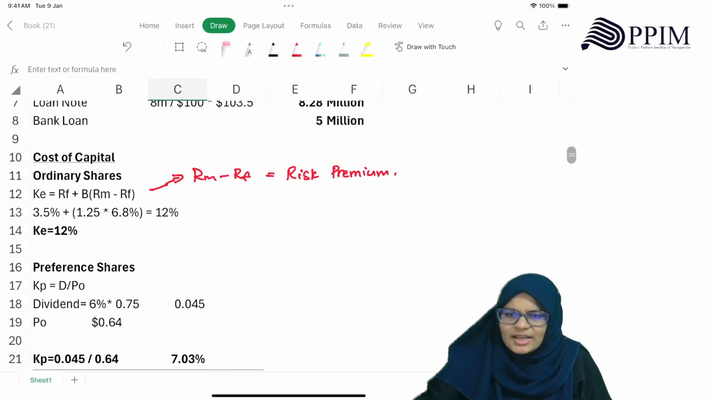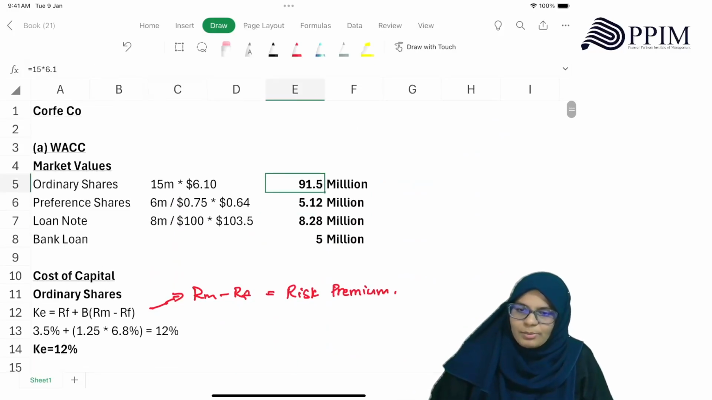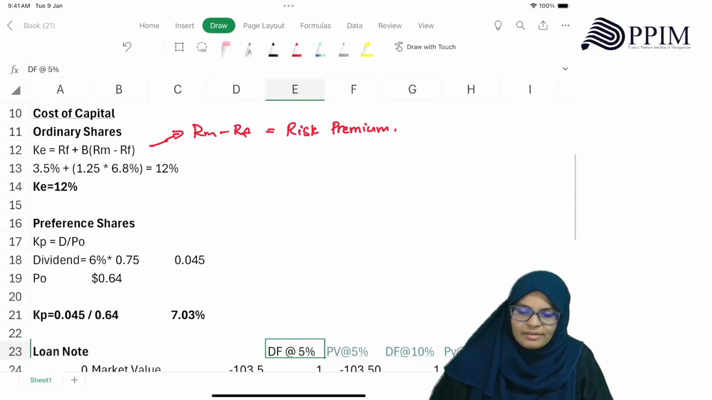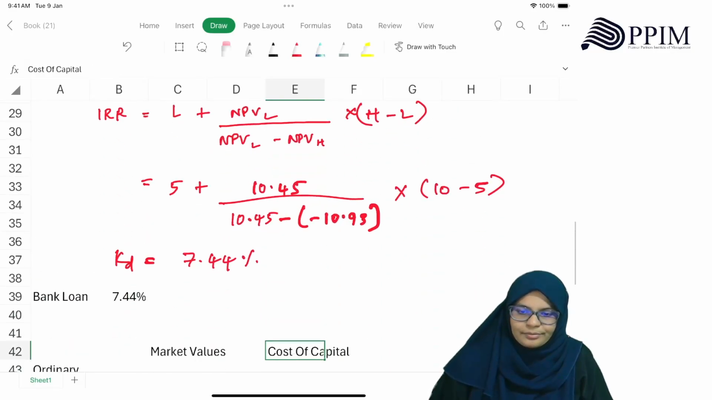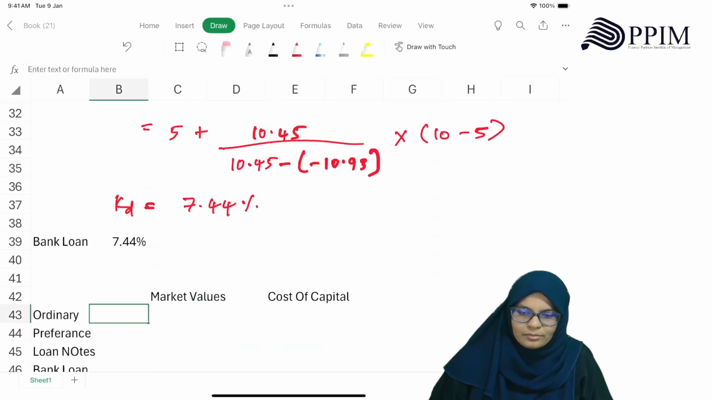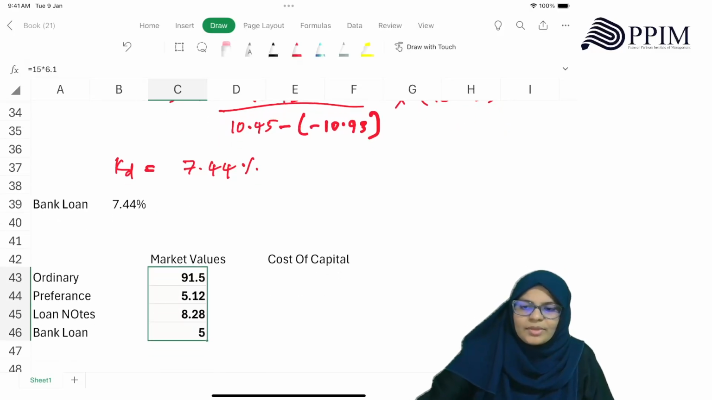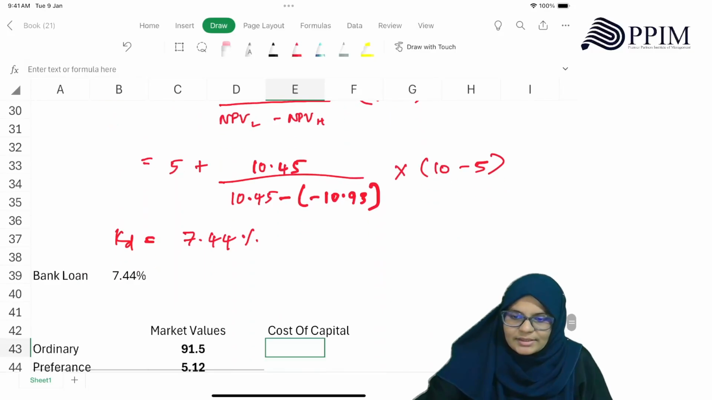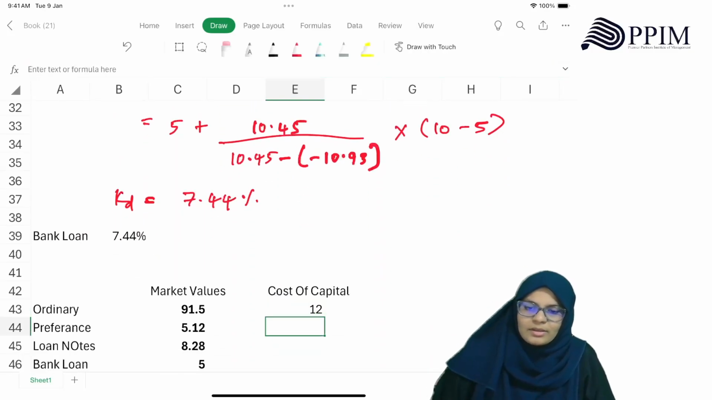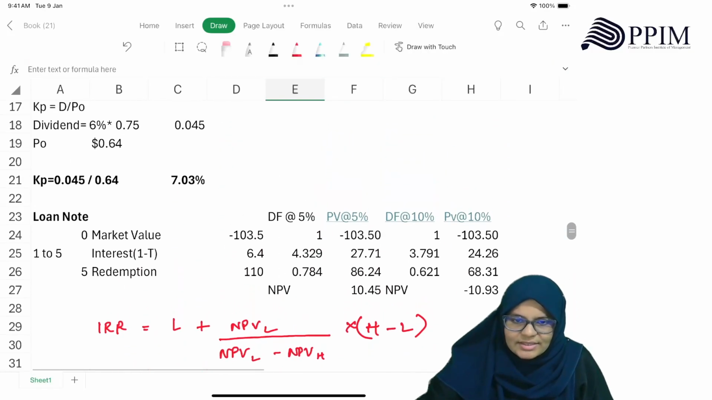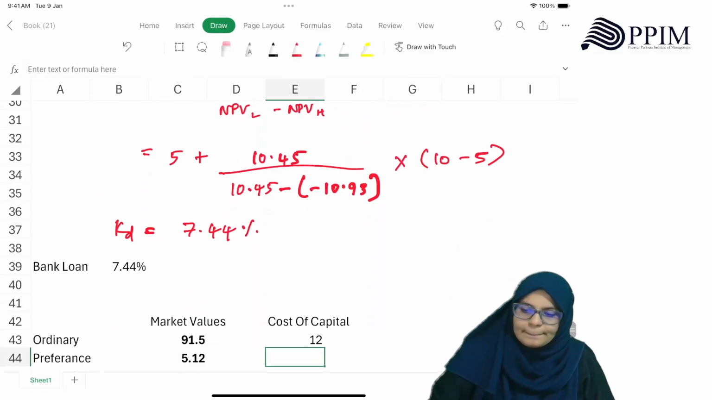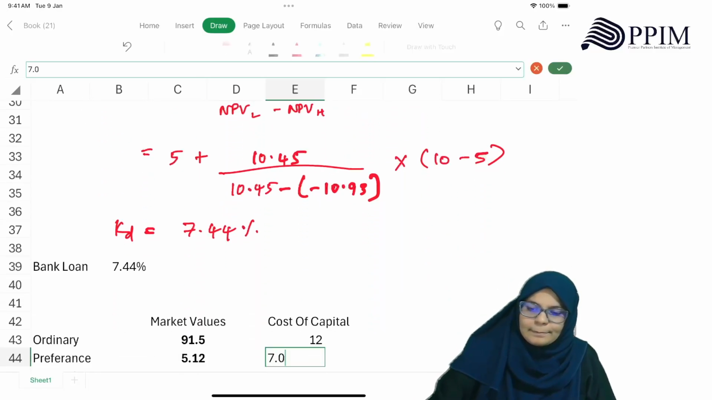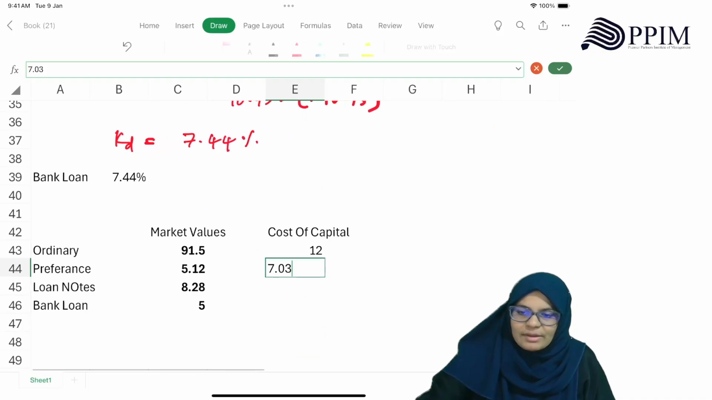So ordinary shares we already had. Let's copy everything. All the market values are there. Okay. And the cost of capital for ordinary shares, KE, was 12%. Then for preference shares, it was 7.03. And then it was 7.4 for KD.